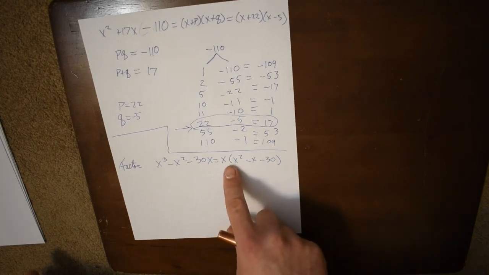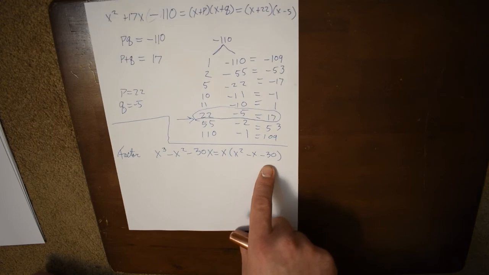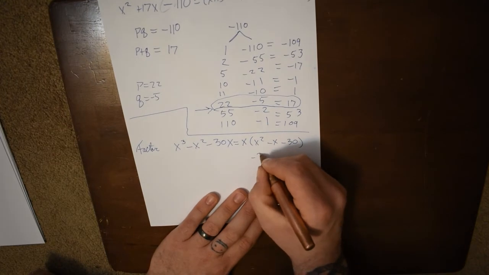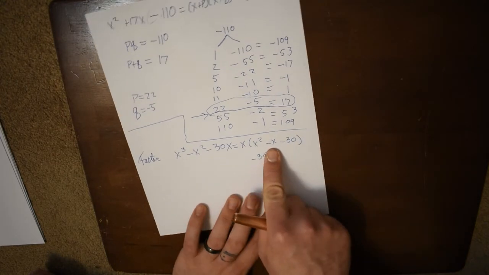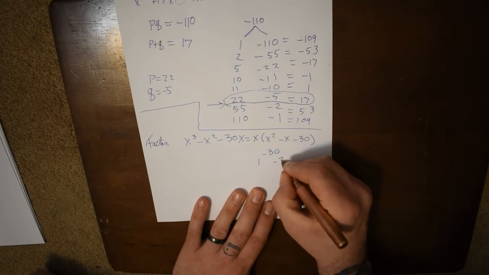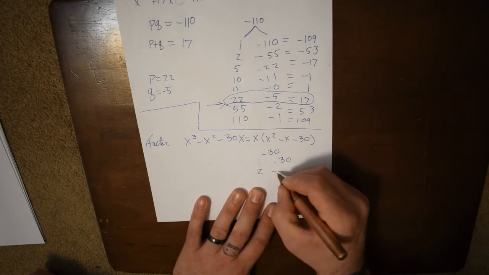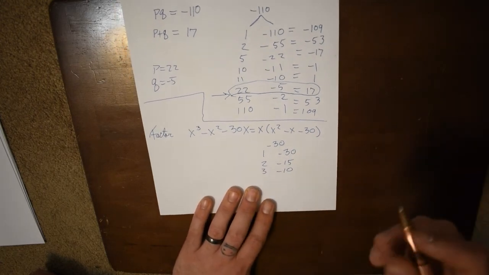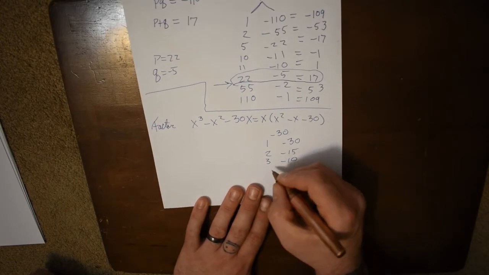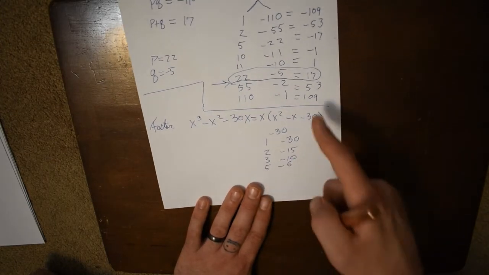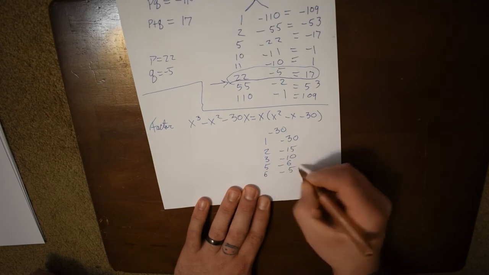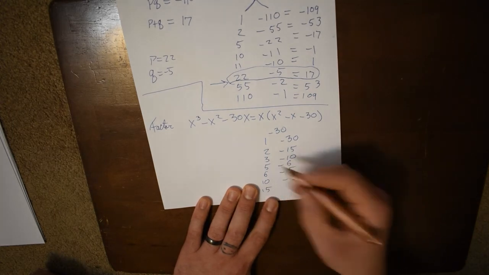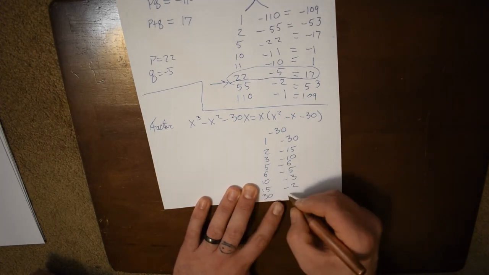Now we have a polynomial of the form ax squared plus bx plus c. We want to come up with numbers that multiply to negative 30 that are going to add to negative 1. Well, there's 1 and negative 30. There's 2 and negative 15. There's 3 and negative 10. And then there is a 5 and a negative 6. We can repeat. There'd be a 6 and a negative 5. There'd be a 10 and a negative 3. There'd be a 15 and a negative 2 and a 30 and a negative 1.